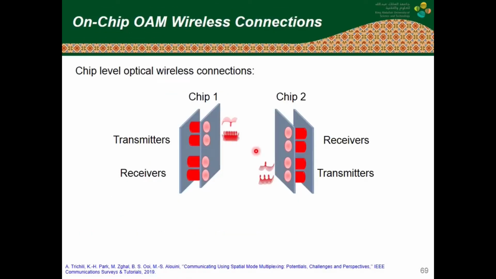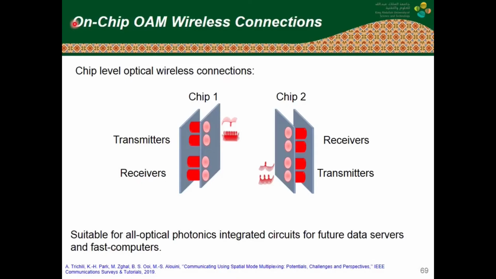OAM can be potentially used at the chip level as well to improve the performance of on-chip circuits. Each chip can have a set of optical transmitters and receivers to establish an optical connectivity with a neighboring chip. And this is actually suitable for a future generation all-photonics integrated circuits for future data servers and fast computing.